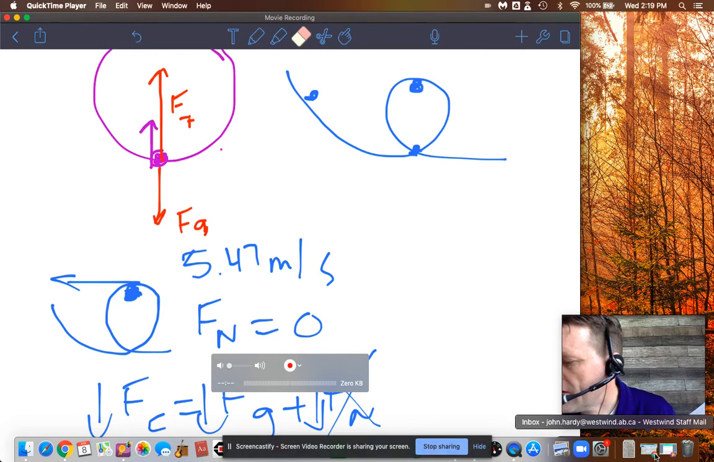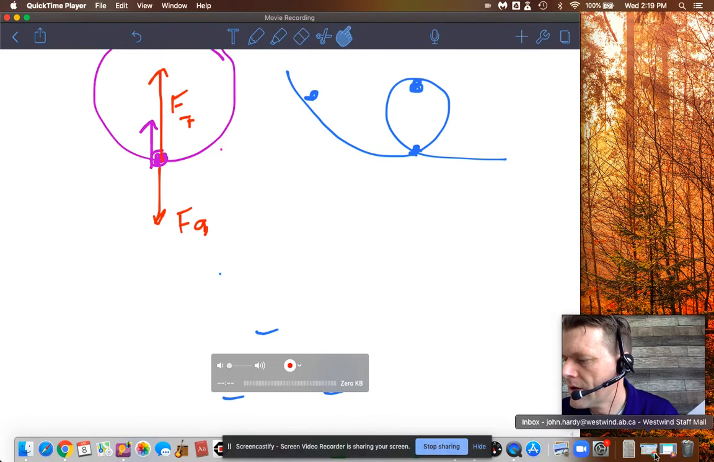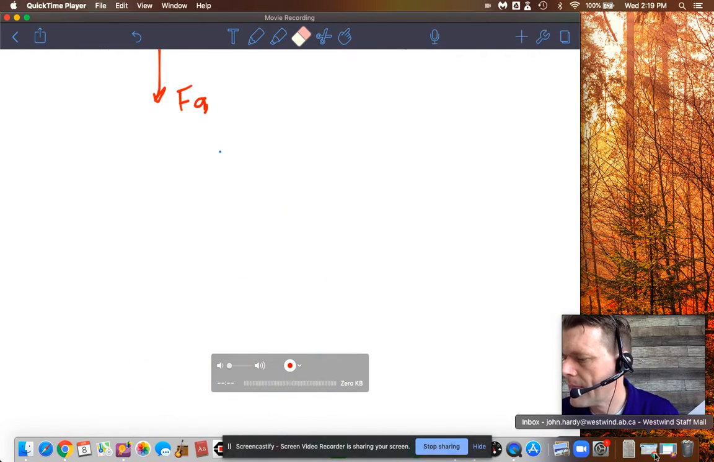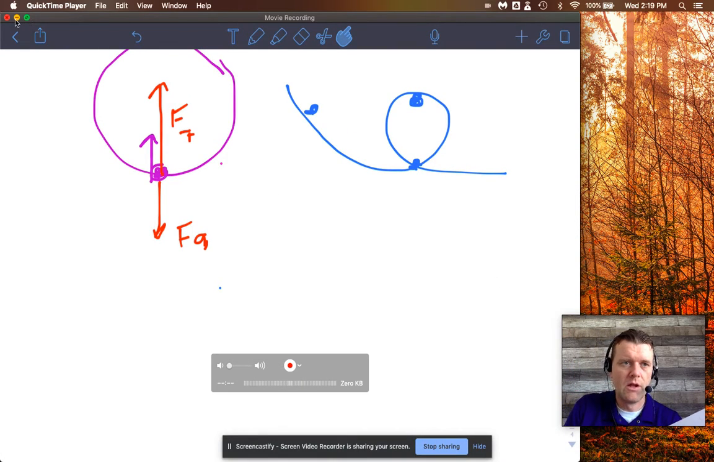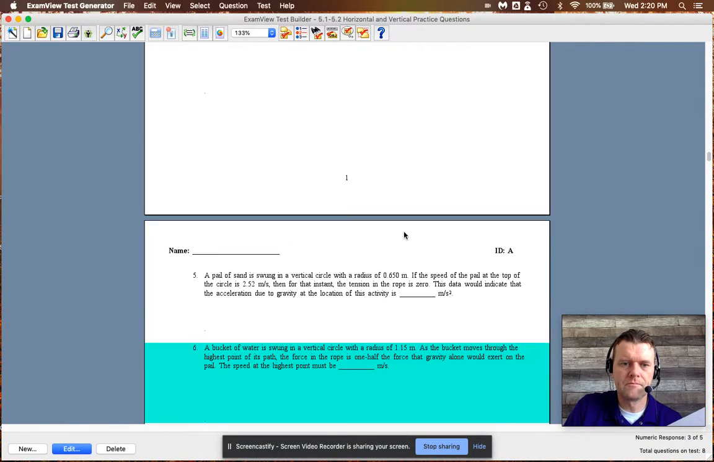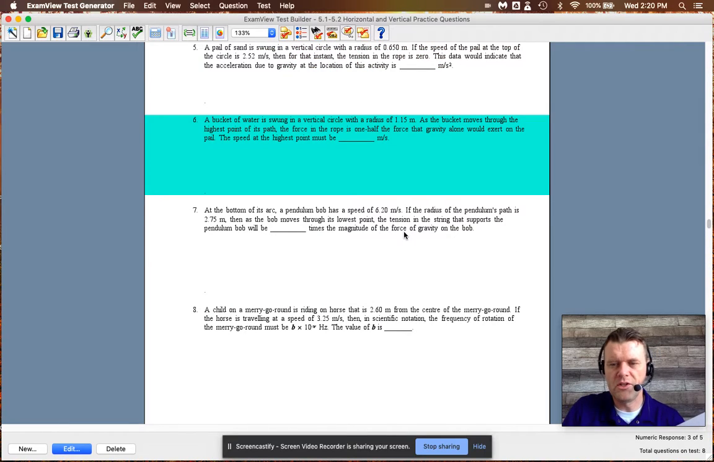Okay, so let's do a different one that's actually at the bottom of a loop. I'm just going to make some space here, but we'll come back to this and use the same space. The question I wanted to do was number 7 on the review. So number 7, I'll pull that up here again. This one, in the middle, not what's in green, but underneath it.